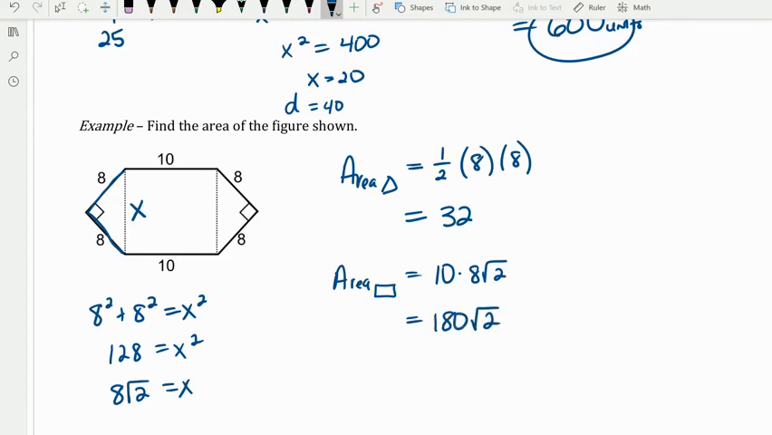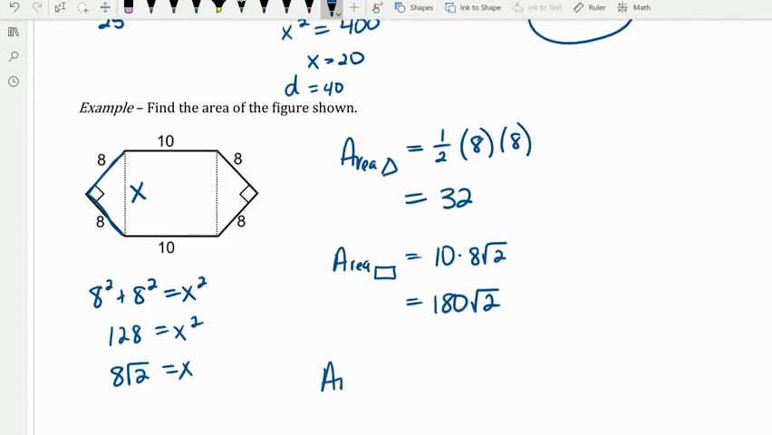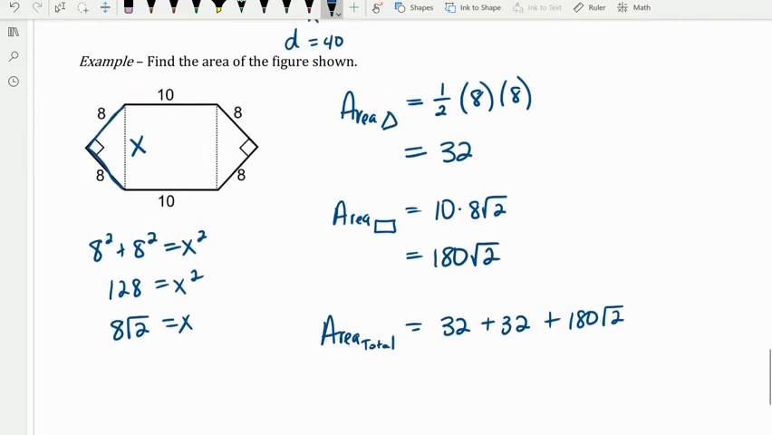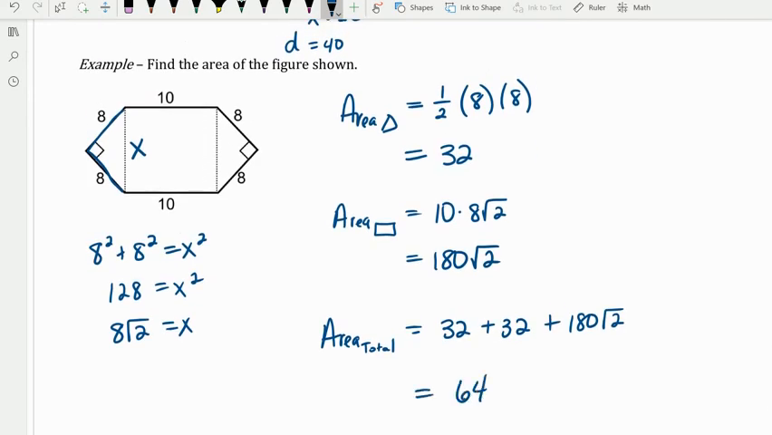So then our total area, right, is we've got 2 of the triangles, so 32 plus another 32, plus the rectangle, which is 180 radical 2, which would give us 64 plus 180 radical 2. I can't add the 64 and the 180 because the 180 has the radical 2, so that is our exact answer, or we could plug that into our calculator to get an approximate if we needed it.